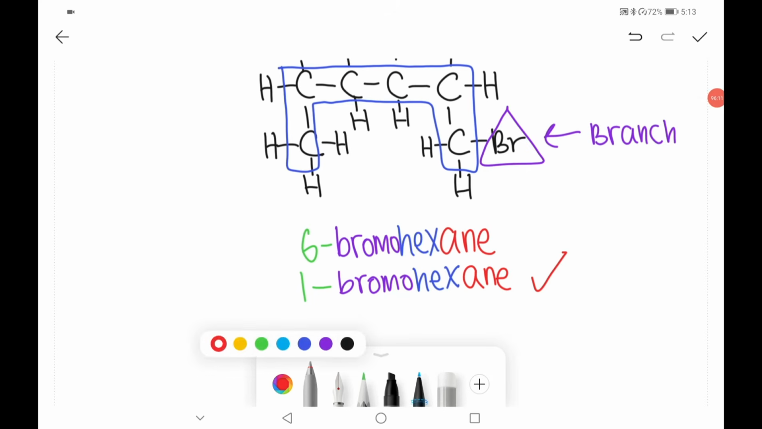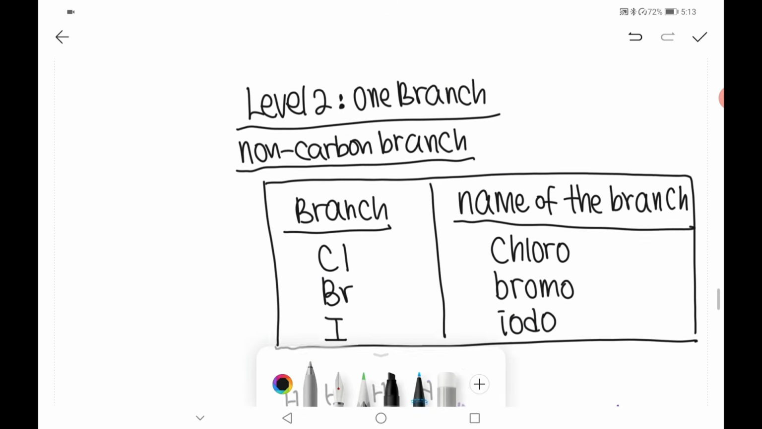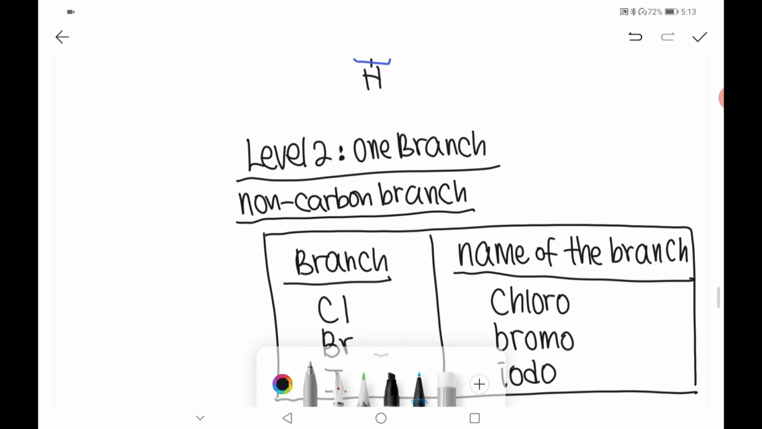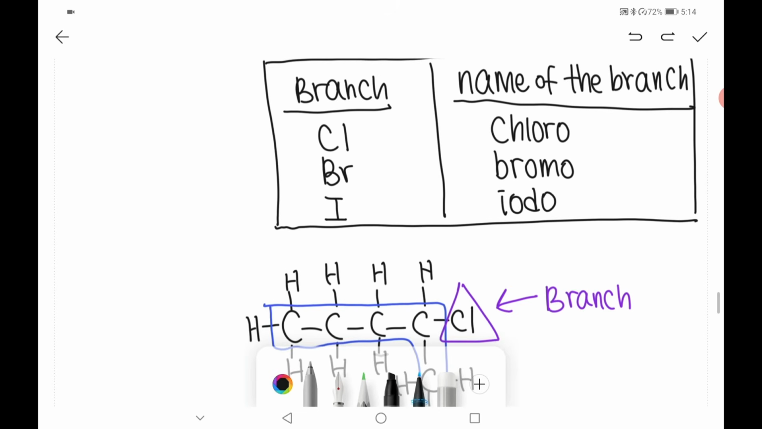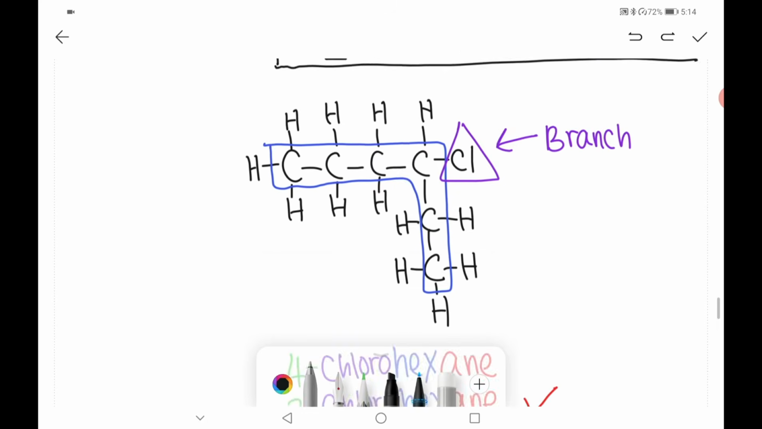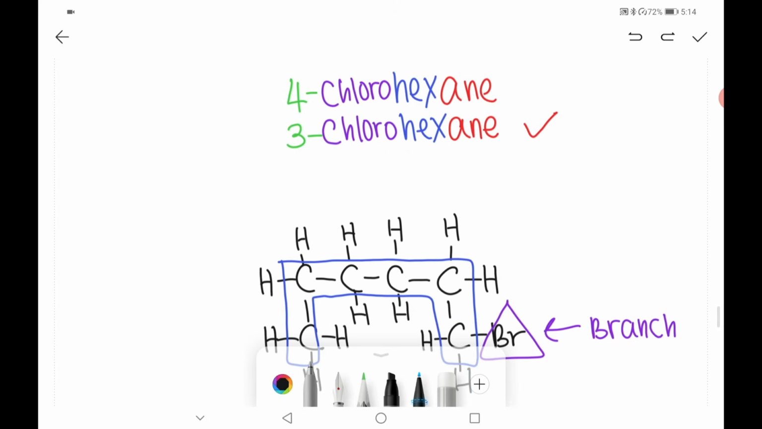Okay, so now let's move on. We are still in level 2. What if now the branch is a carbon branch? Just now I showed you what happens when the branch is a non-carbon. What if we have a carbon branch?